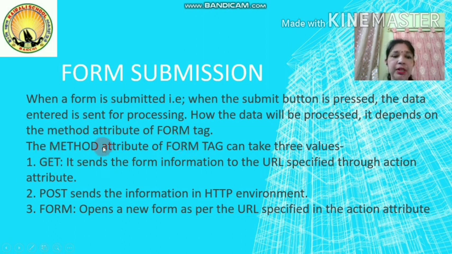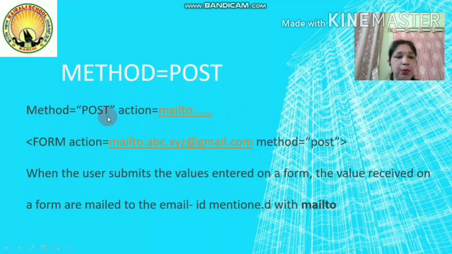So the method attribute has three important values. First one is get, second one is post and third one is form. So how these three will be used, I am showing you. Here I have given method equals to post, and action equals to an email ID mentioned with the help of mailto. So here your data will be more secured and it will be sent to the email box which you have mentioned there. In this case I have mentioned abc@gmail.com. When it is executed, how the screen will look, I will show in the practical example.